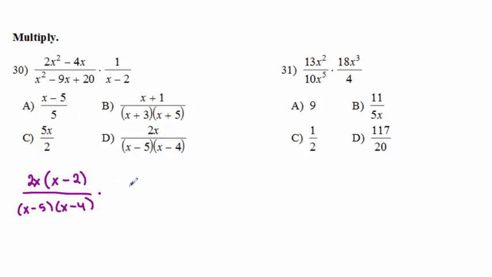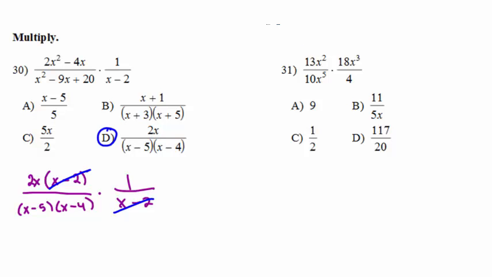We're going to times this by the other fraction, which we can't factor. So this x minus 2 and this x minus 2 cancel out, leaving us with 2x over x minus 5 times x minus 4, which is D.